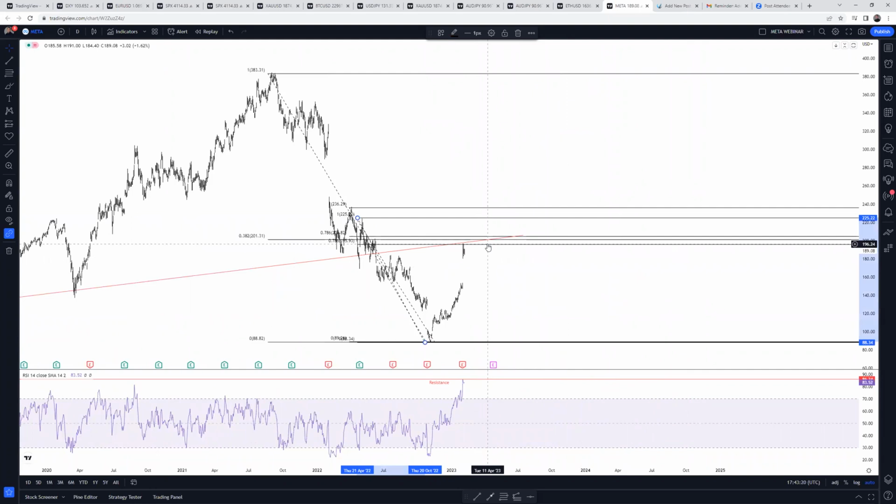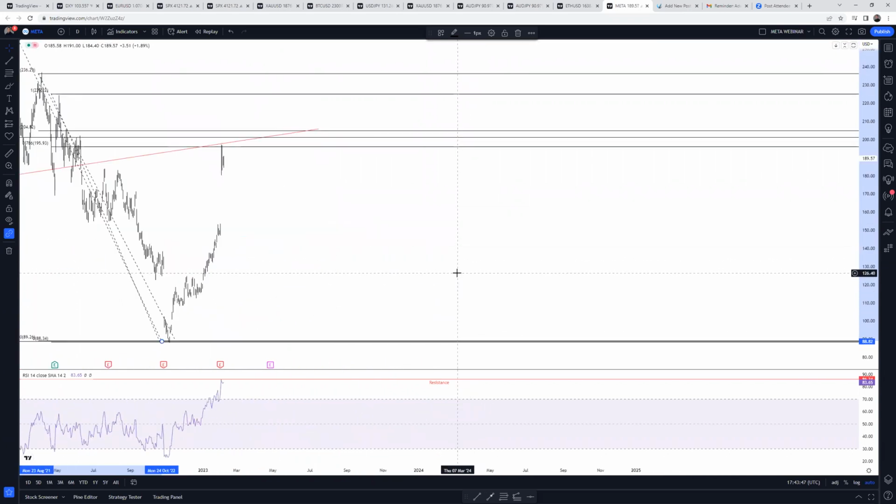So we have this one, the 78.6% Fibonacci retracement ratio taken from point A to point B. We then have another 78.6% Fibonacci retracement ratio taken from this point here to point B. Then we have a 38.2% Fibonacci retracement ratio from point A to point B. And this really gives us a nice area of confluence to work with.